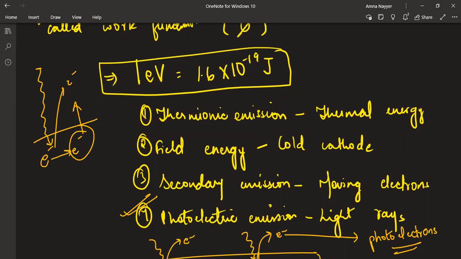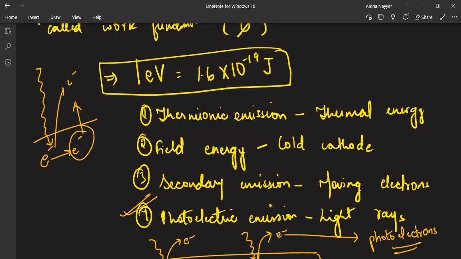Finally, we have this most important type of emission, which we call photoelectric emission. This is when electromagnetic radiations strike the metal surface. EM waves we have studied. When electromagnetic radiations of sufficiently high frequency are incident on it, the emitted electrons we call photoelectrons. This entire process or emission is photoelectric emission.